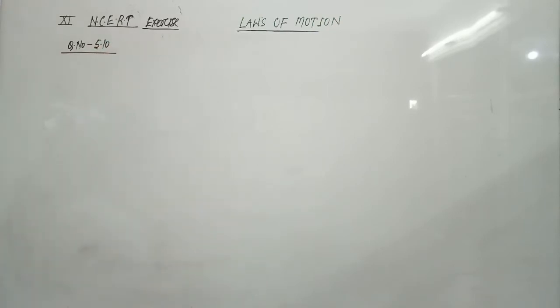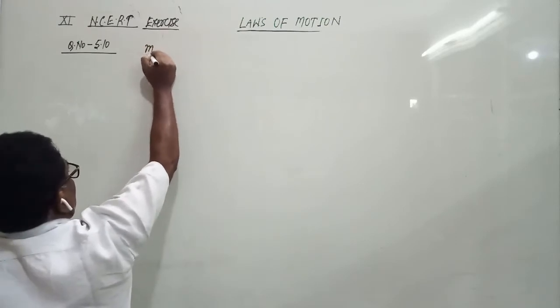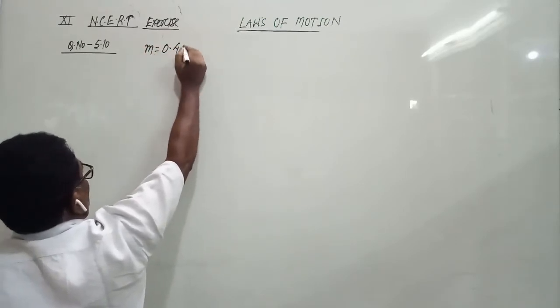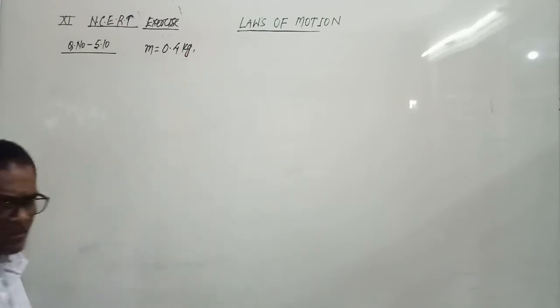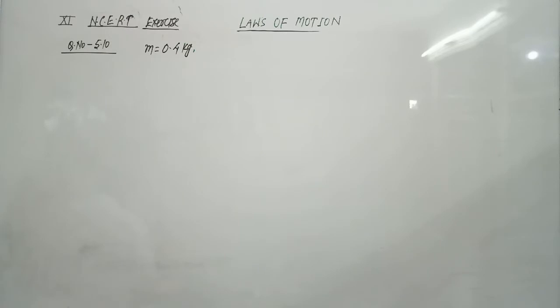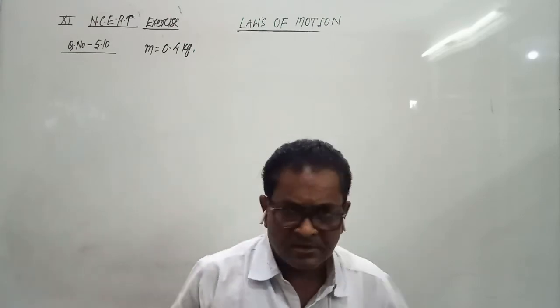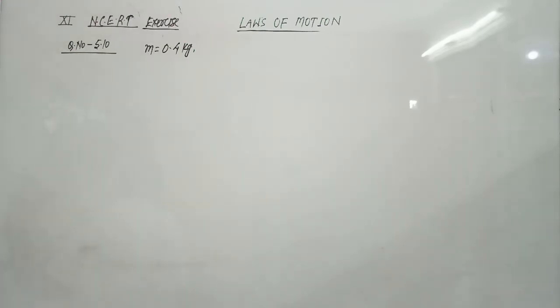We are given a body of mass 0.40 kg. The mass of the body is 0.4 kg, moving initially with a constant speed of 10 meter per second to the north. The body is moving in the north direction.